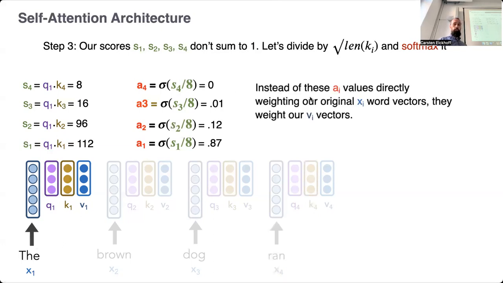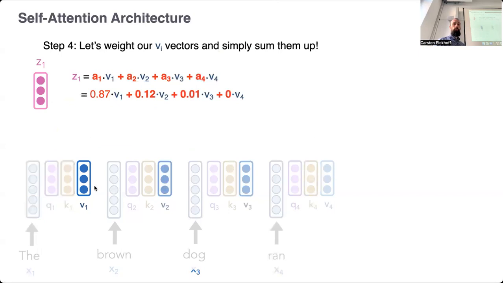And now comes the final step, which is these values, right? And these values represent what do I give, right, when I am being used as context.